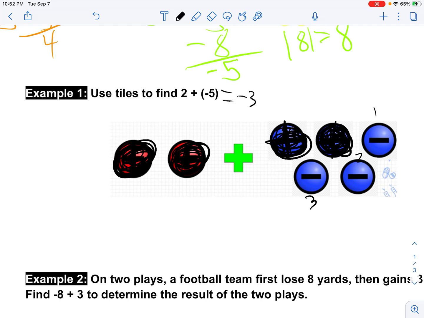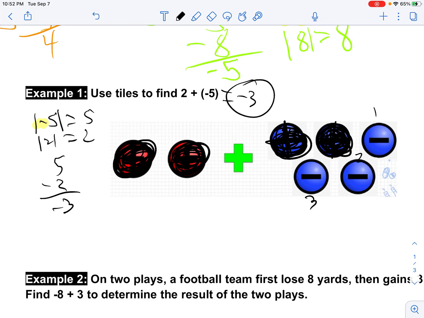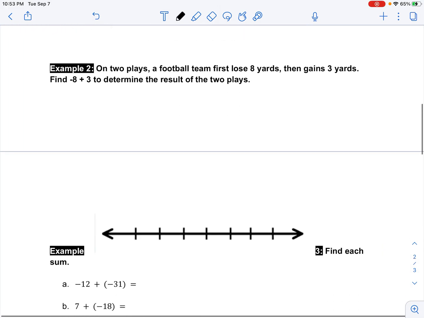So 2 plus negative 5 is negative 3. And again, if we were to use our rules, 5 subtract 2 is 3. The absolute value of negative 5 is 5. The absolute value of 2 is 2. So I know that 5 is bigger than 2. Therefore, I have to make my answer a negative 3, which is what we got. 1, 2, 3. 3 negatives. So again, just another visual way on how to think about adding and subtracting negatives.